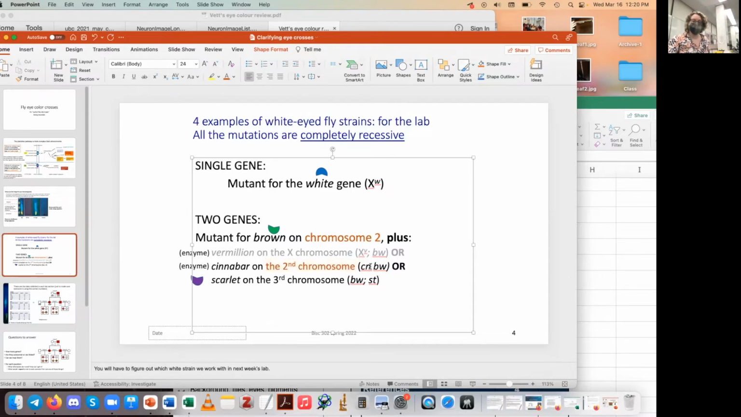So that notation is slightly different. You see, there's no semicolon here between the CN and the BW. That means that they're on the same chromosome, they're linked genes. Scarlet is on the 3rd chromosome. So there's a semicolon between them, they're unlinked genes.